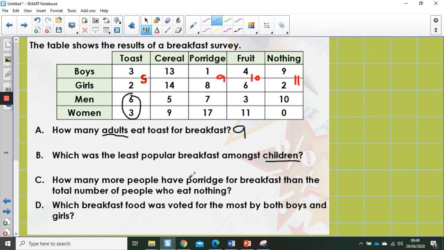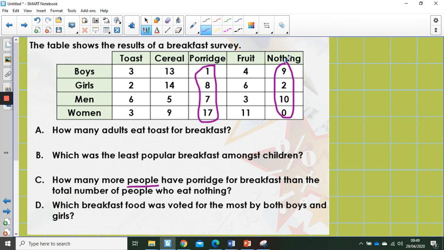How many more people have porridge for breakfast than the total number of people who eat nothing? So we're looking at people now, so that's everybody, that's all of them, boys, girls, men and women, and we're considering porridge, so we're going to look at the porridge column. So I'm comparing these two columns, porridge and nothing.